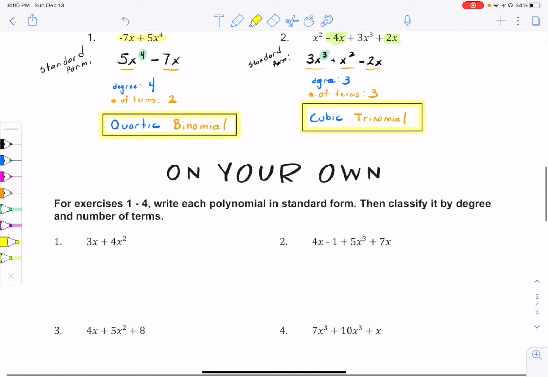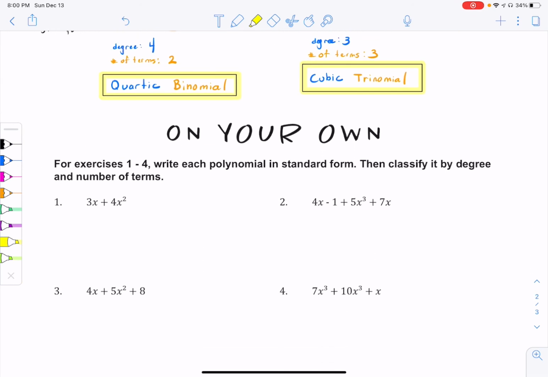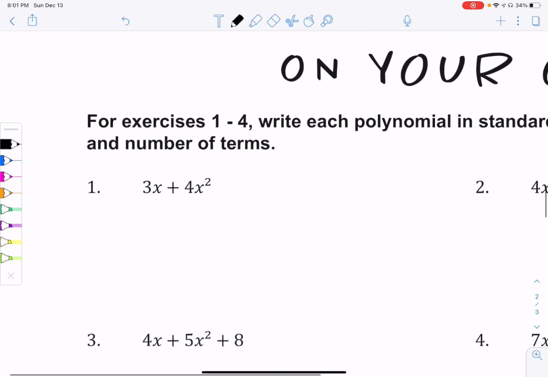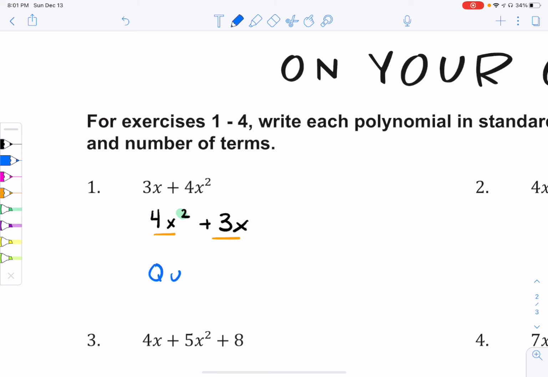Okay, and for the on your own section, I'll do the first two and then I'll let you check your answer for the second two on my website. So the first one, if we were to write this in standard form, we would write this as 4x squared plus 3x. So the degree is 2, and there's 2 terms. So I would label this as a quadratic binomial.